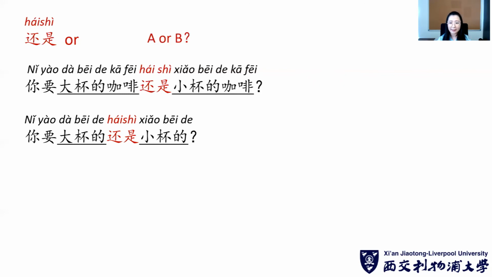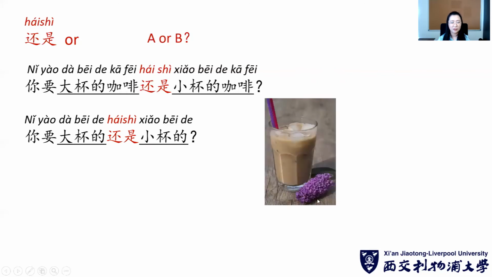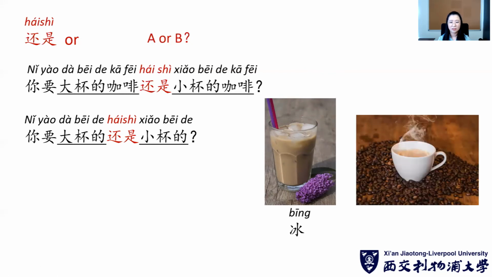So here, 大杯的 looks like an adjective phrase, but actually it's a noun phrase. 小杯的, small cup of coffee. Except for the size of drinks, another very important thing is whether you want an iced drink or a hot one. To say iced, 冰, and hot, 热.